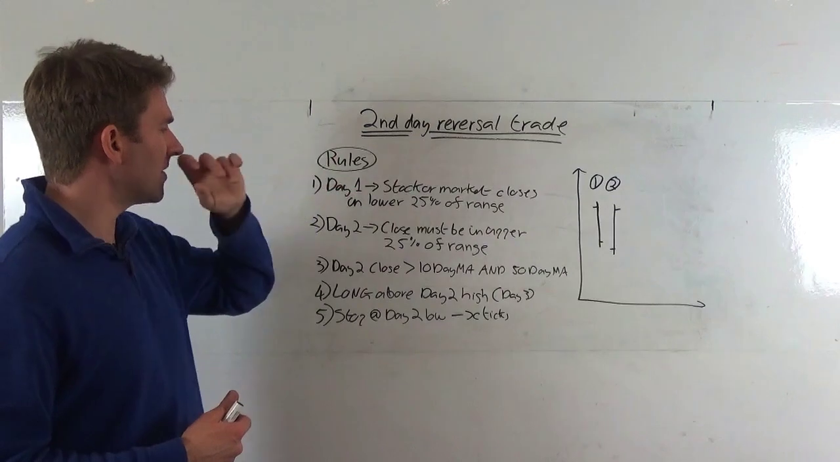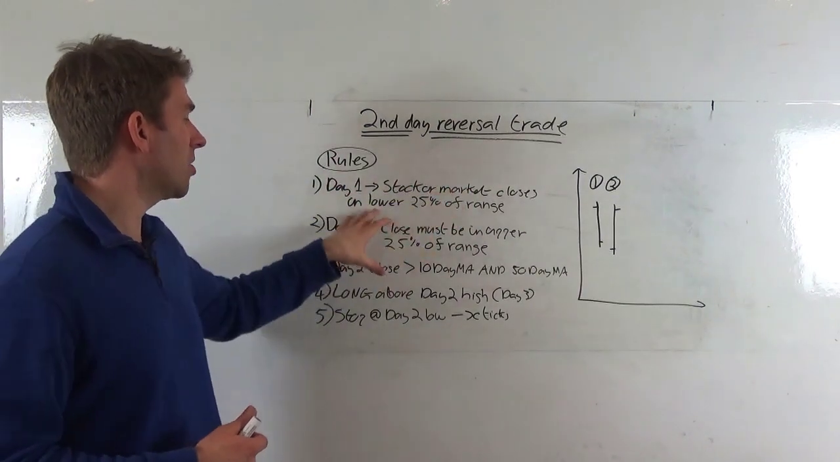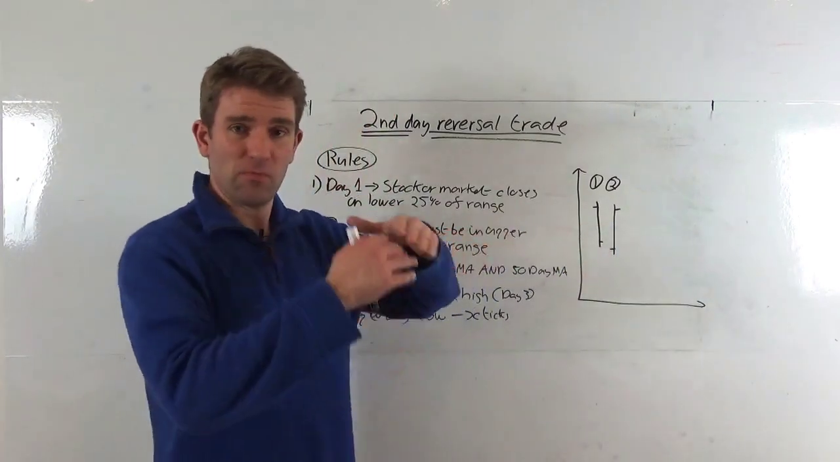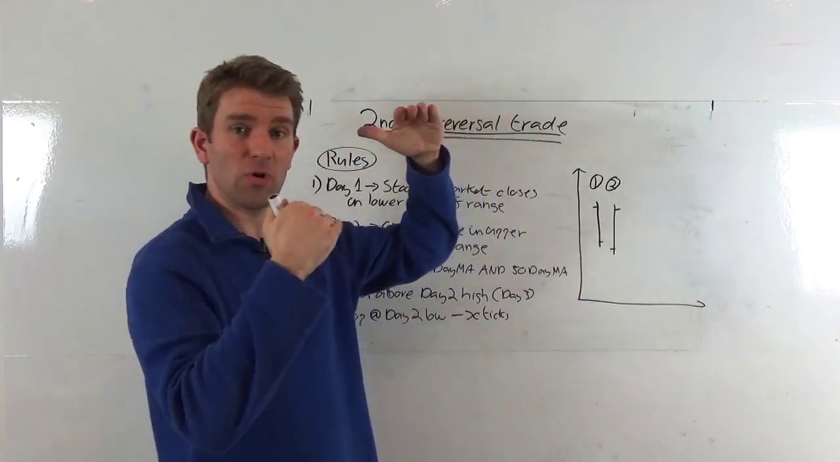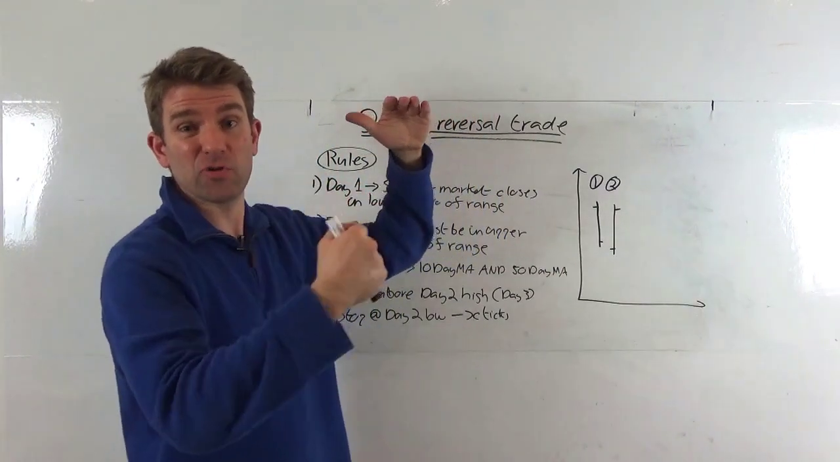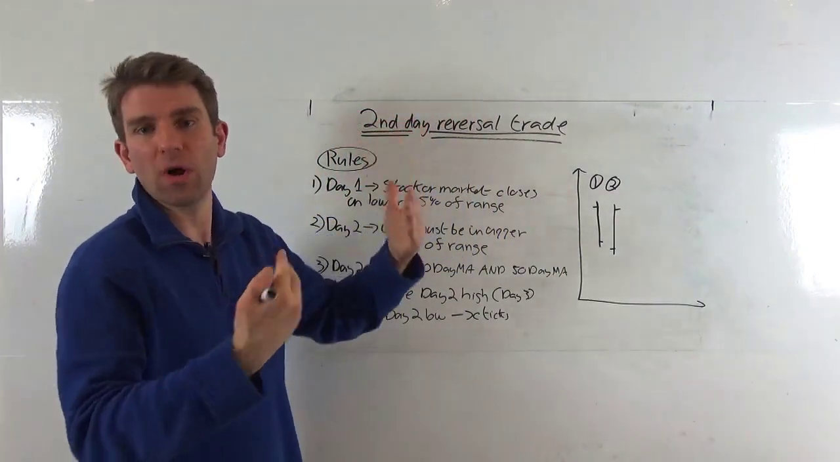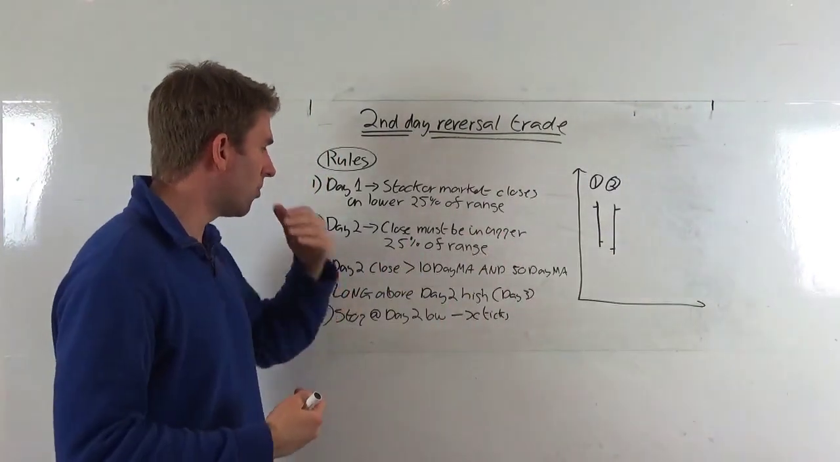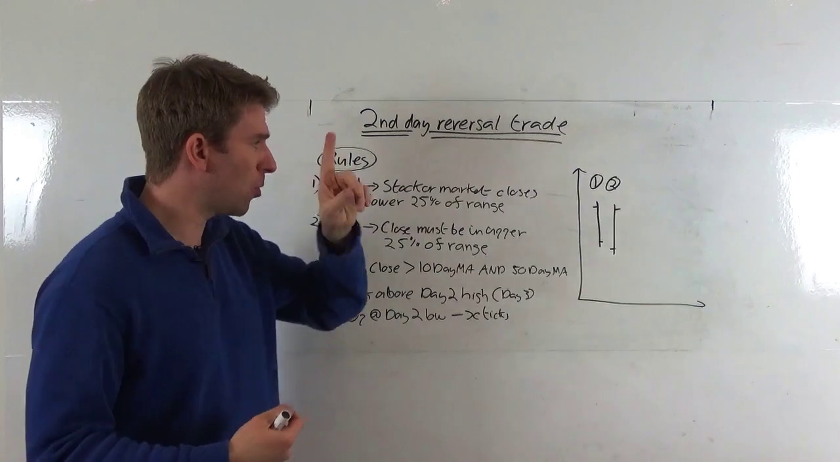All right, so the rules are this. Day one, the stock or the market closes in the lower 25% of the range. So this is day one here. This is our bar, range high minus low. We're looking for the close in the lower quarter, so it's got to be the lower quartile, either 25% or lower. So right on the low or up to 25% off the lows. Easy to screen for, easy for us to eyeball as well. Okay, so that's day one criteria.